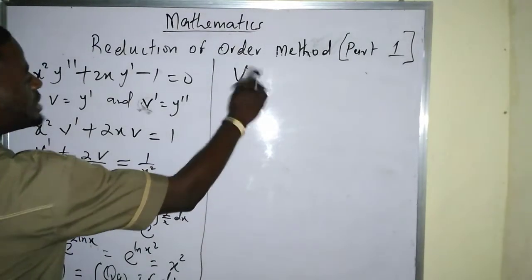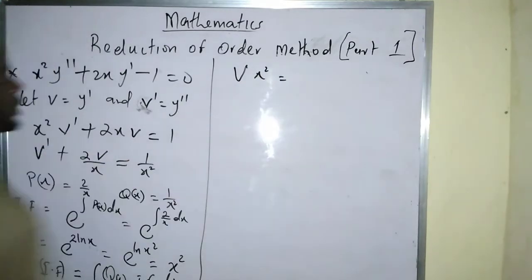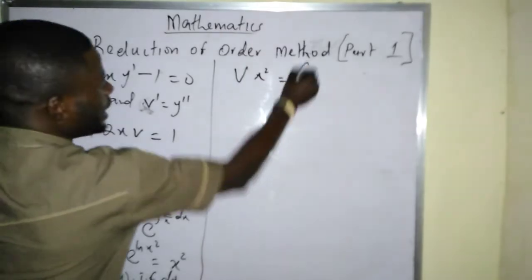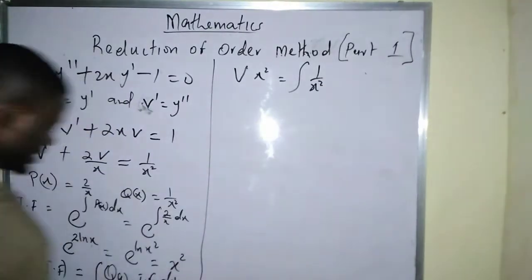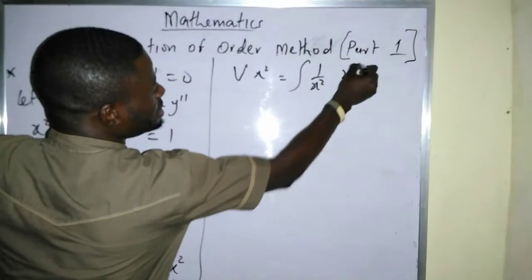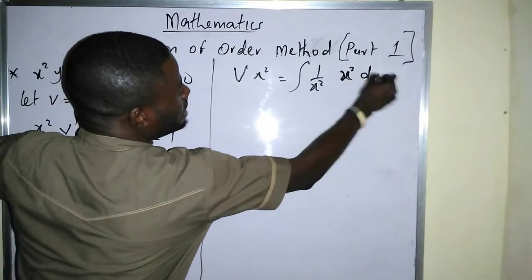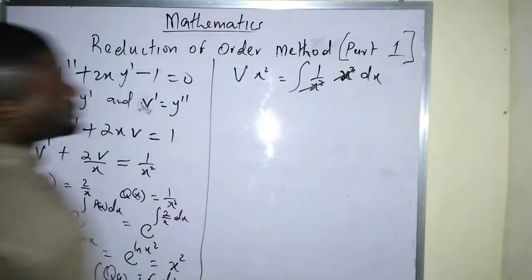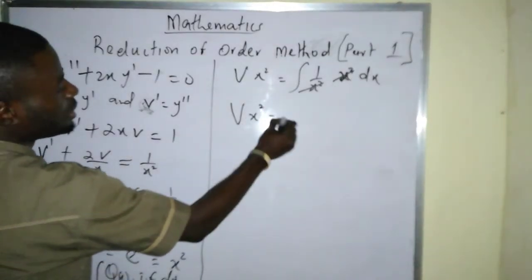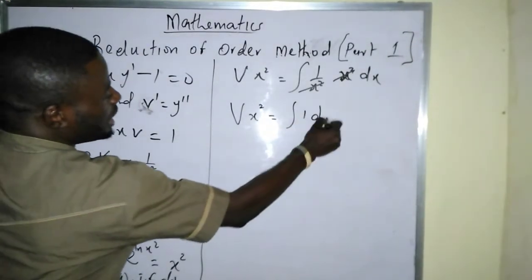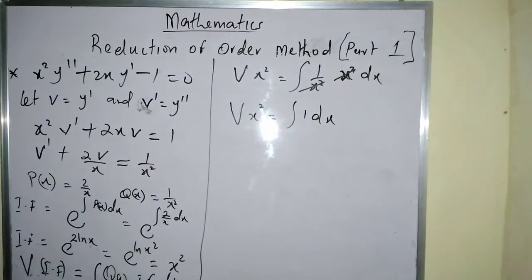My integrating factor is x squared, equals to, now my q of x will be 1 all over x squared. My integrating factor is x squared, and dx. Successfully, this one will cancel this. Since I have this, I can have my v times x squared equals the integral of 1 dx.